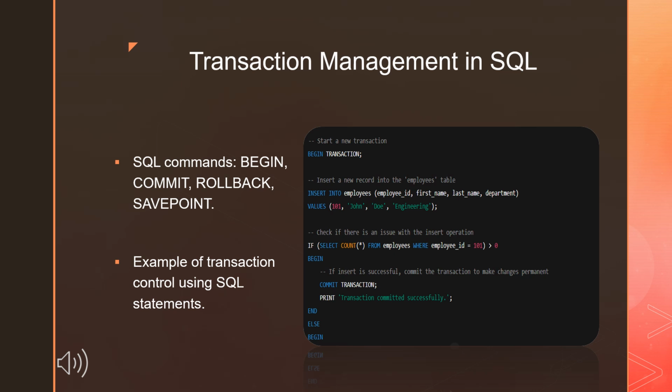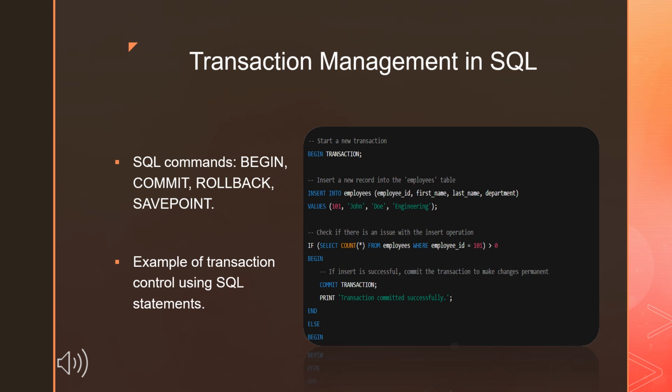My name is Atasham and I will be talking about a very important concept in SQL, transaction management along with transaction control. Let's start with the basics. A transaction in SQL refers to a sequence of one or more SQL operations that are executed as a single unit of work. This ensures that either all operations are completed successfully or none at all. This helps maintain the accuracy, consistency and reliability of the database.